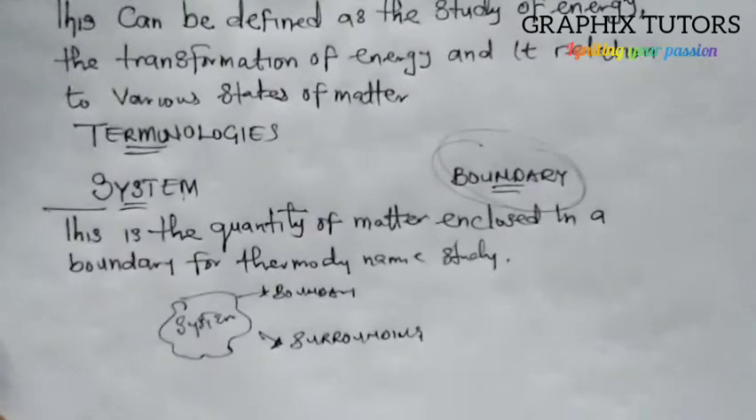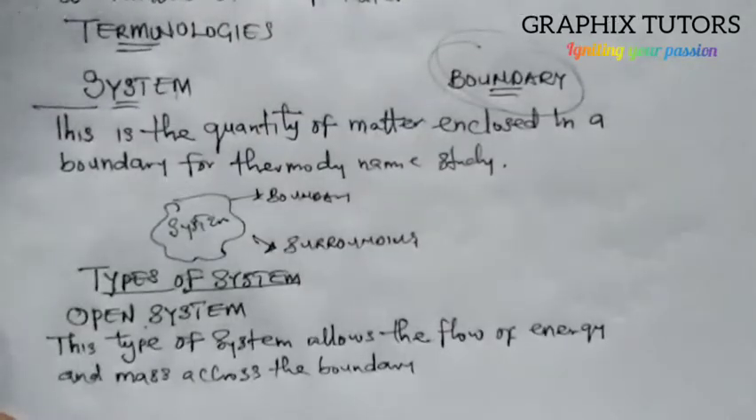Now we have different kinds of system, right? One of the systems we have is called an open system. An open system is a system that allows the flow of energy across the boundary. It's a type of system that allows what? The flow of energy and mass across the boundary.